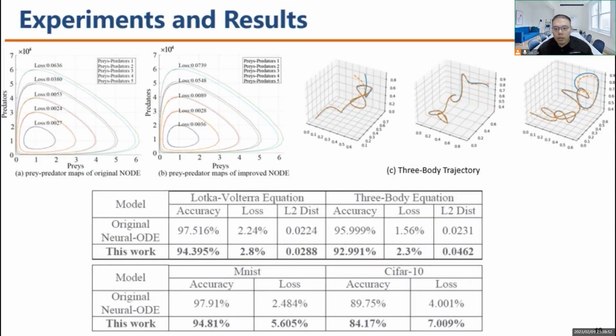We can see that our work and the original Neural-ODE have very similar integration trajectories in the three-body equation and the Lotka-Volterra equation. At the same time, our work can still keep the accuracy loss within 3% on the MNIST and CIFAR10 datasets.